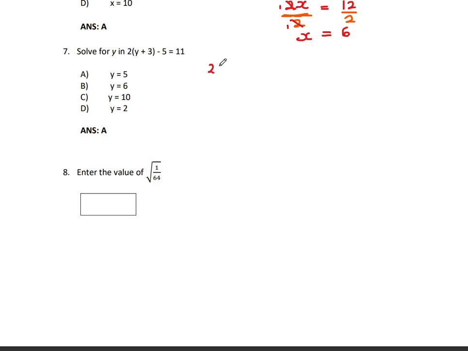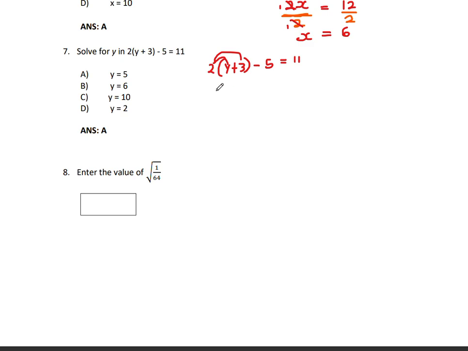So I'm going to write this out here as 2 into y plus 3, take away 5, equal to 11. So what we're going to do here is multiply 2 by both terms inside the bracket. The 2 in front of the bracket means that we're going to multiply both terms inside of the bracket by 2. That is, I'm going to multiply 2 by y and also 2 by 3. So essentially what we're doing here is expanding the bracket to get rid of it.